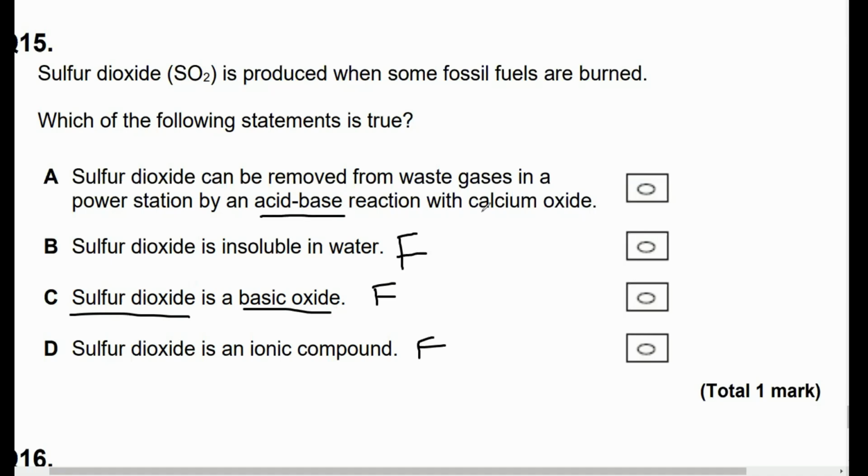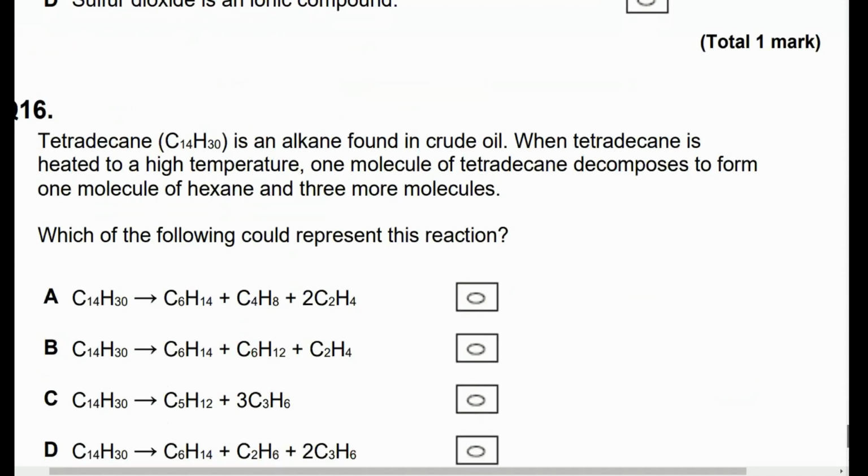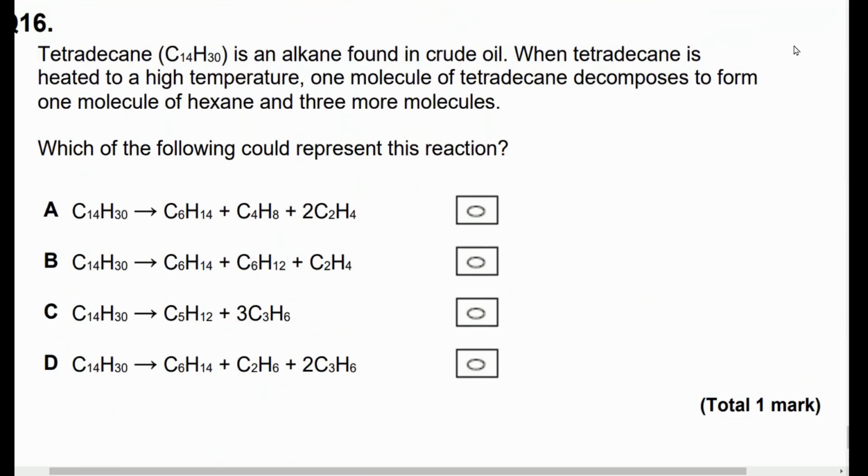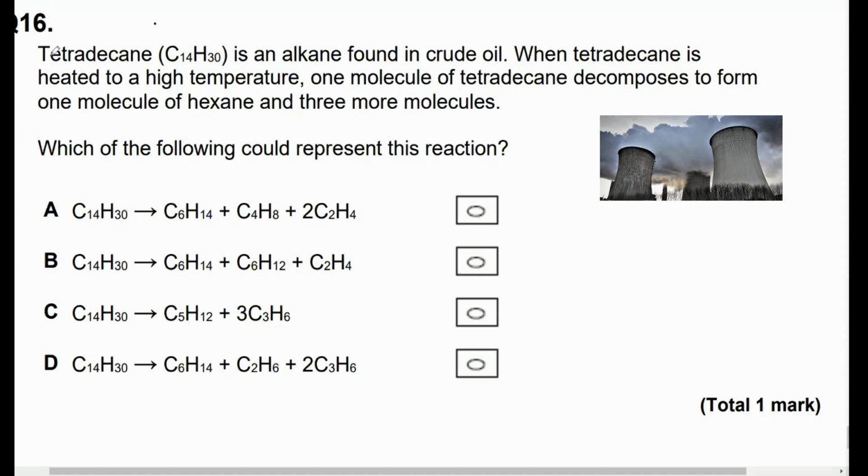Sulfur dioxide is basic. No, non-metal oxides are all acidic, carbon dioxide, nitrogen oxide included. Sulfur dioxide is insoluble in water. No, otherwise you couldn't get sulfuric acid. Yeah, so the top one, we neutralize sulfur dioxide using calcium oxide or calcium carbonate. We spray it on the flue, which is the chimney of power stations, to remove that sulfur dioxide.